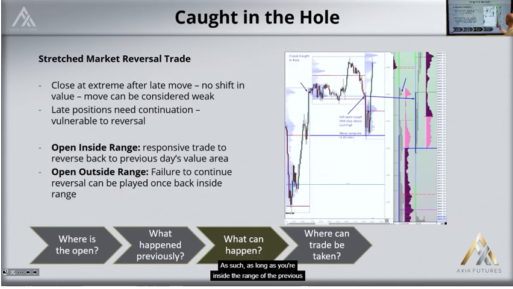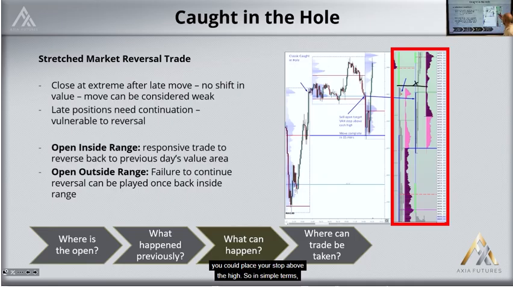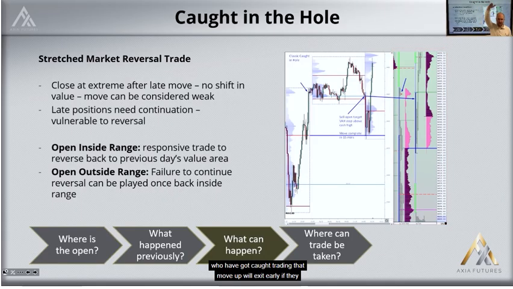As such, as long as you're inside the range of the previous day, you're right on this trade, or potentially right. Therefore, you could place your stop above the high. So in simple terms, you sell, in this case, sell at the open, stop above the high, target value area high. There's your trade. Expectation is this should happen reasonably quickly from the open, because people who have got caught trading that move up will exit early. If they don't see the continuation, they'll start to get out, and that's what takes the market back down.